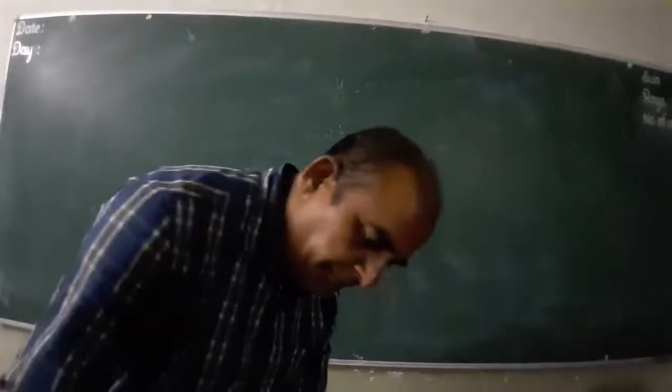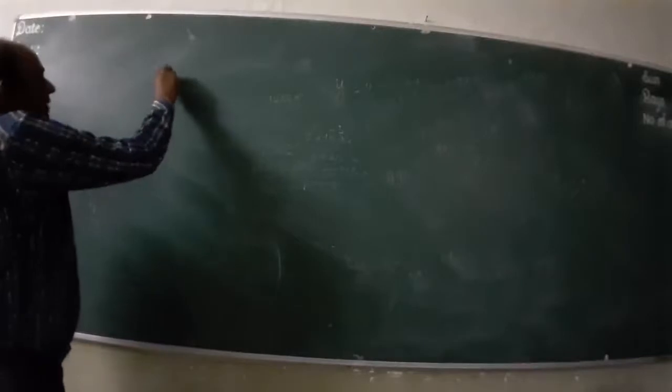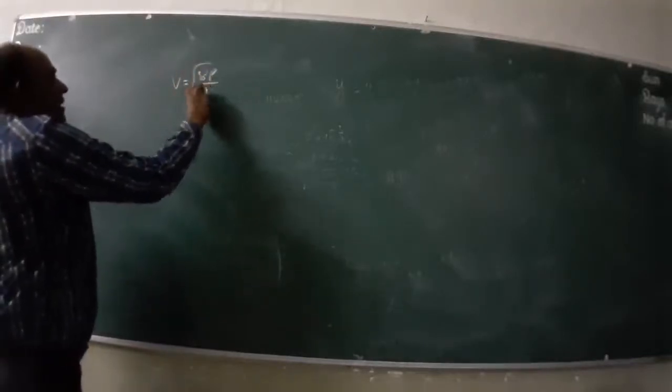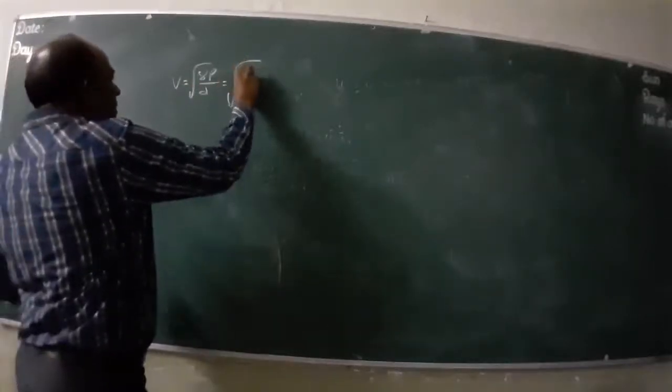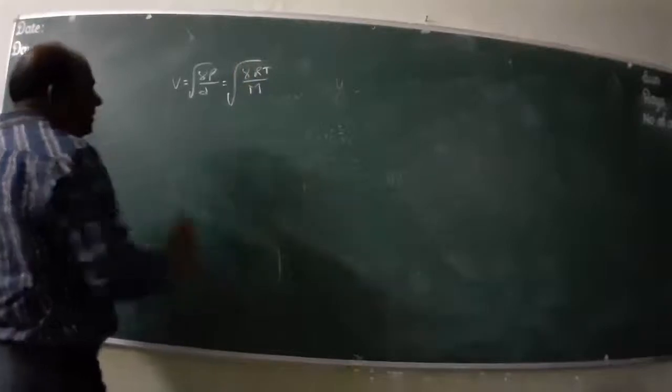Next, the velocity of sound in a gas is root of gamma P by d, that is equal to root of gamma RT by M, where M is the molecular weight.